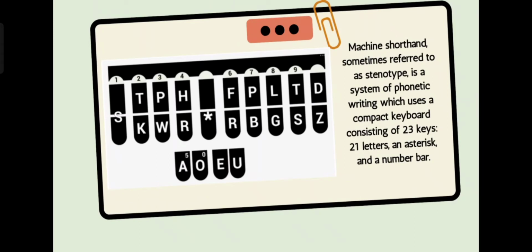So here, machine shorthand, sometimes referred to as stenotype, is a system of phonetic writing which uses a compact keyboard consisting of 23 keys, 21 letters, an asterisk, and a number bar. So this is your machine keyboard, this is its form. I had a prototype of the machine made, so that's its form. But in the real machine shorthand, or the steno machine, it doesn't have anything on it. So we don't have letters, numbers, asterisk, and so on. It's just a blank keyboard, nothing on top of it.